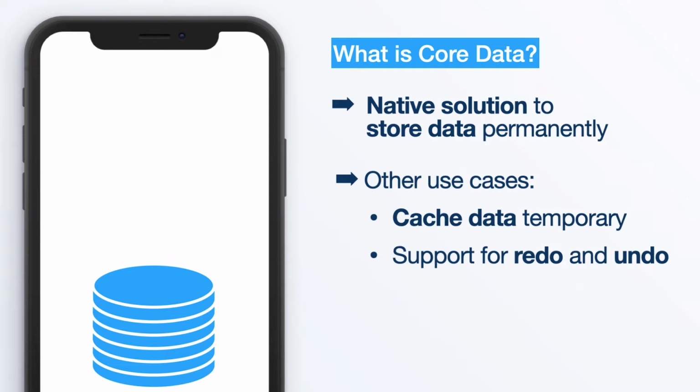There are also some other use cases that are worth mentioning, such as caching data. Now, this could be useful if your app does a lot of network requests and you want to cache the responses so you don't exhaust your server with too many requests. Further, it also provides support for redo and undo. Now think of a painting app where you're starting to draw something and you want to undo the changes or redo the previous steps. Core data makes it really easy to keep track of these changes so that you can provide these functionalities to your users very easily.